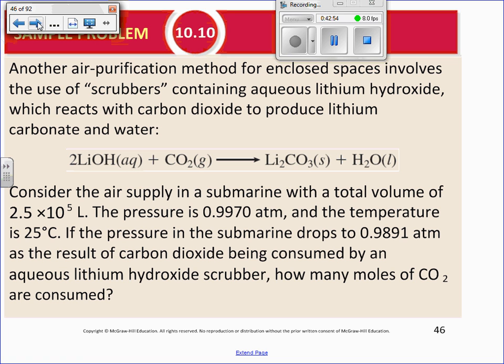Well, if we look at the equation, how many moles are on the right total? I mean on the left. I mean total on the left. 3. And on the right there's 2. So as the reaction goes, the number of moles is going down, so the pressure is going down.